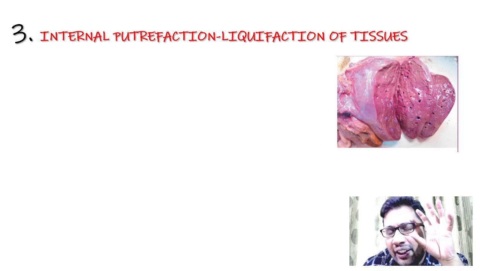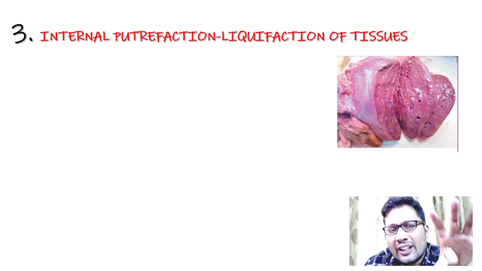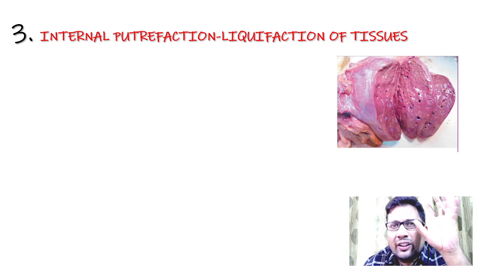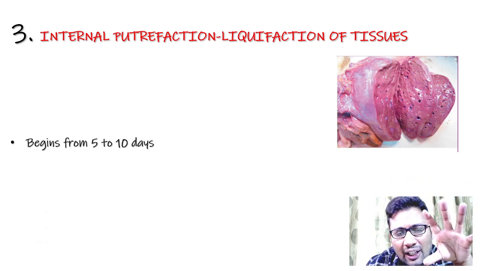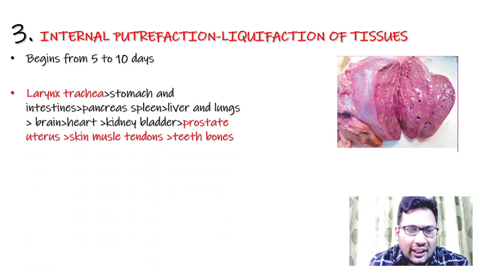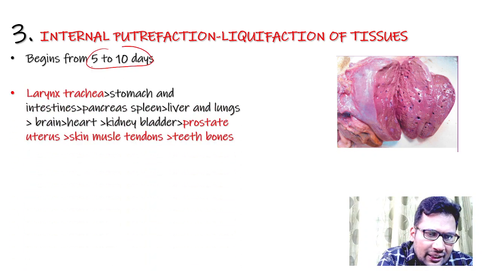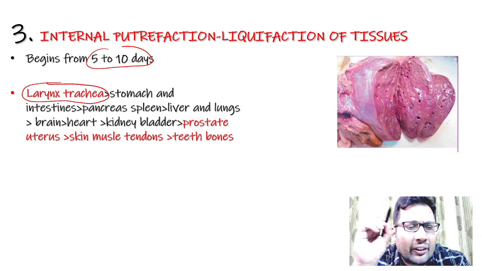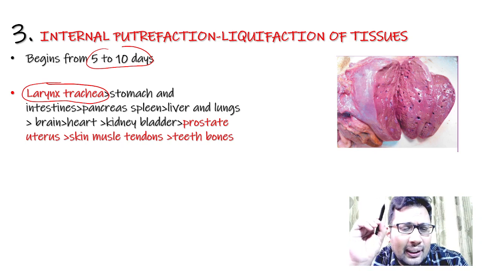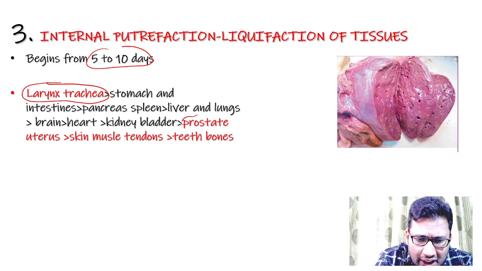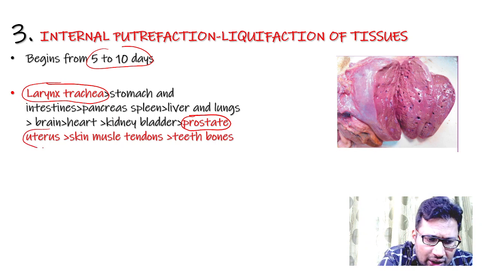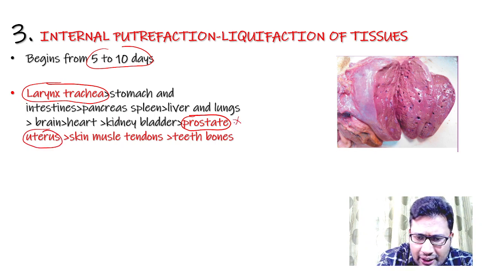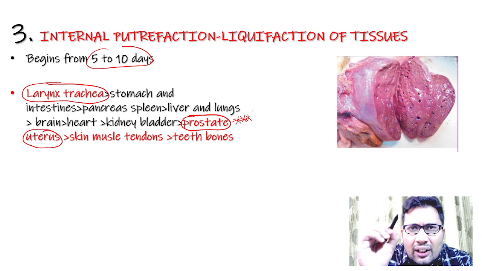Now this is the area where students usually get confused. Internal putrefaction is nothing but liquefaction of the tissues. What is the first organ which shows this? Your answer should be larynx and trachea. It occurs in 5 to 10 days. The first organ will be larynx and trachea. Then stomach, intestine, pancreas, spleen, liver, lungs, brain, heart, kidney, bladder, lastly the prostate or non-gravid uterus. It can be asked in your upcoming exam. Prostate or non-gravid uterus.